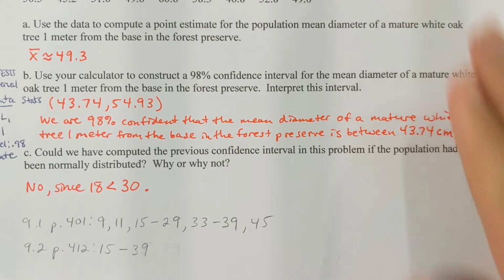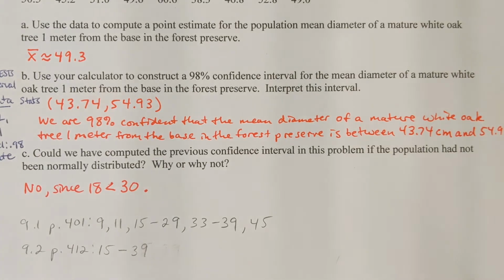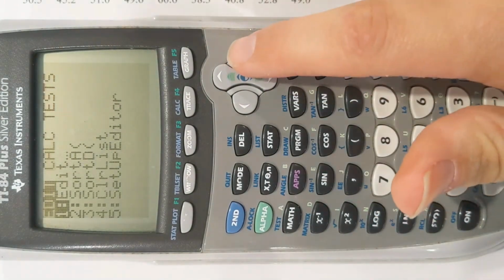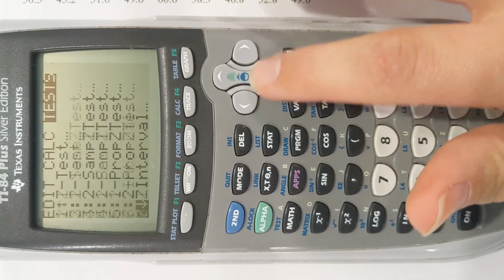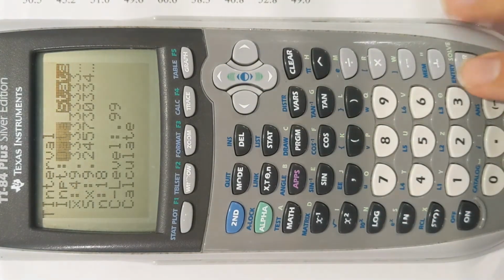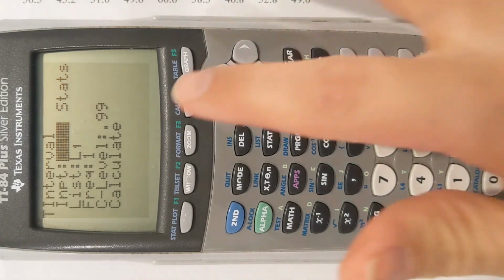use your calculator to construct a 98% confidence interval for the mean diameter of a mature white oak tree 1 meter from the base in the forest preserve, and then we'll interpret that. Okay, so this time I actually have the data. So I'm going to go to stat and go over to tests and then go to t-interval just as before. Only I'm going to highlight data now, and I've already got the data entered into L1.